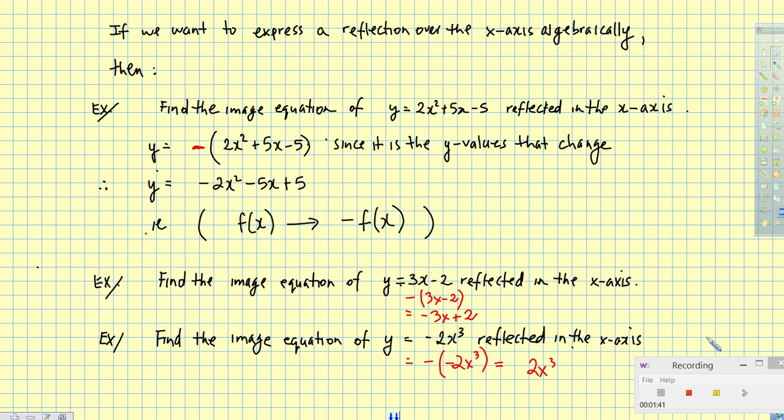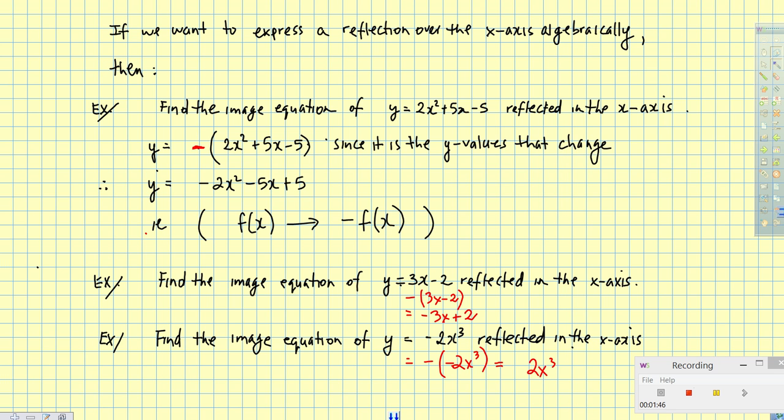Okay. Now, if we want to do a reflection, though, not only physically do the reflection, but we want to know algebraically how to find out what the new equation of that function is going to be once it goes through a reflection over the x-axis, then what we do is we simply isolate for y.